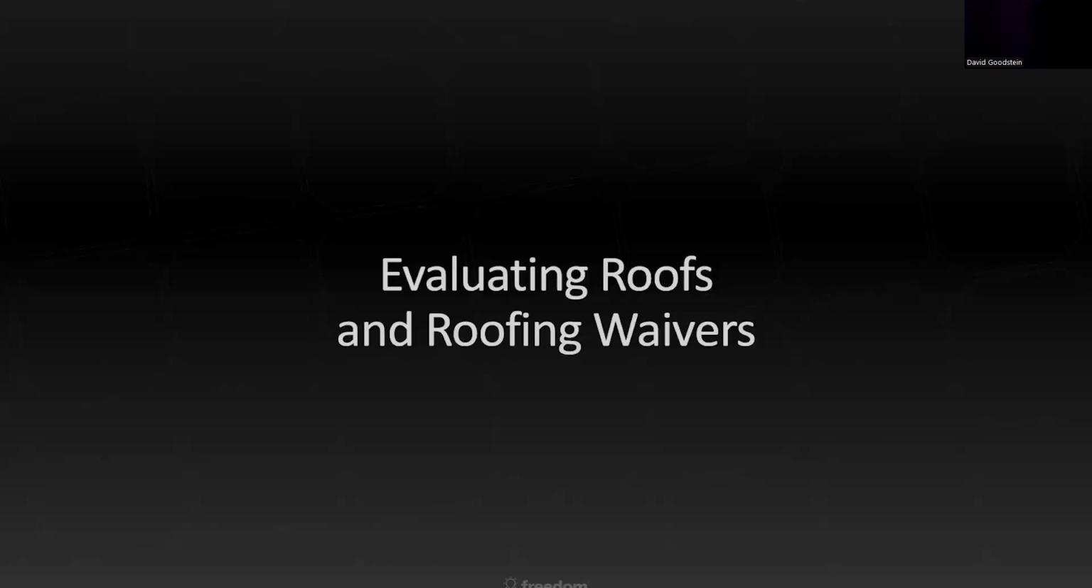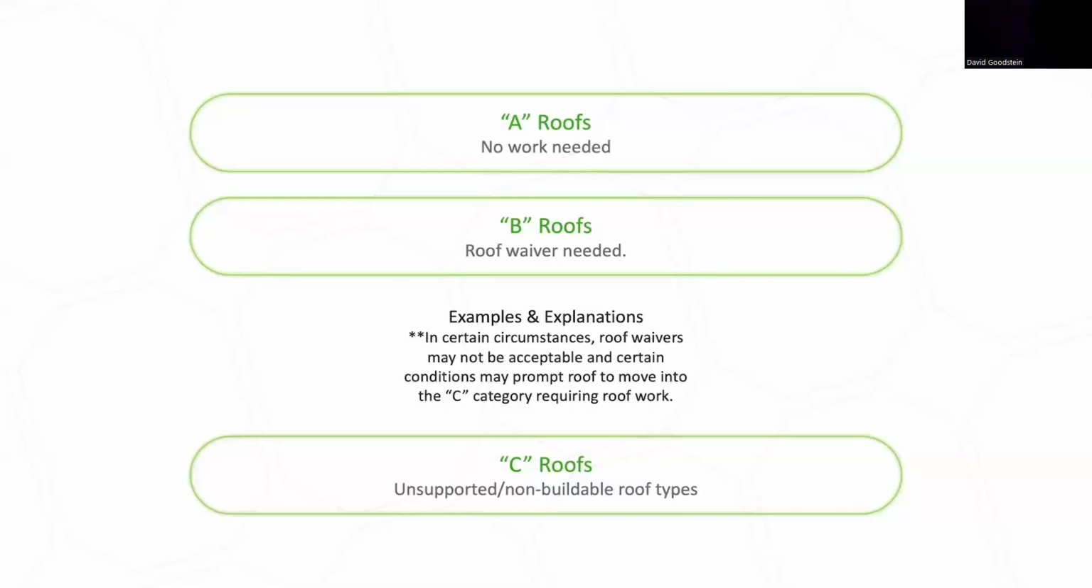The first thing we'll discuss when talking about the roofing process is evaluating roofs and roofing waivers. Again, a lot of the information that you see in this presentation is available in the Sales Resource Center. Within that Sales Resource Center, there's a roofing evaluation guide that will help you through the A, B, and C roof process, as well as multiple pages in that document describing the different roof types, materials like tile or shingle, and how to potentially spot situations when you are at the home.